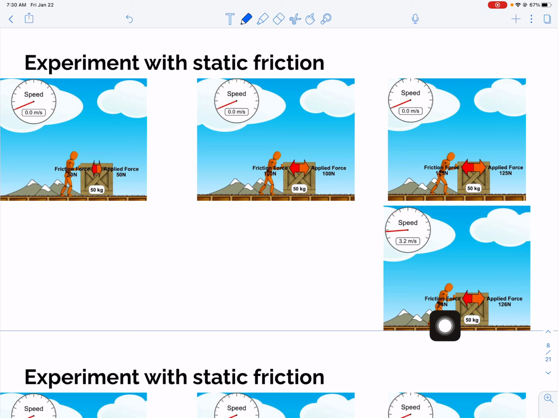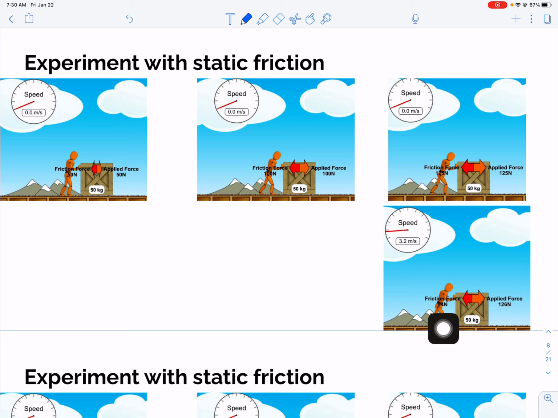Another interesting thing has happened: notice now that once the box is moving, the friction force is 94 newtons. And so the last amount of force before it started moving, the highest value of the static friction force, is 125 newtons.